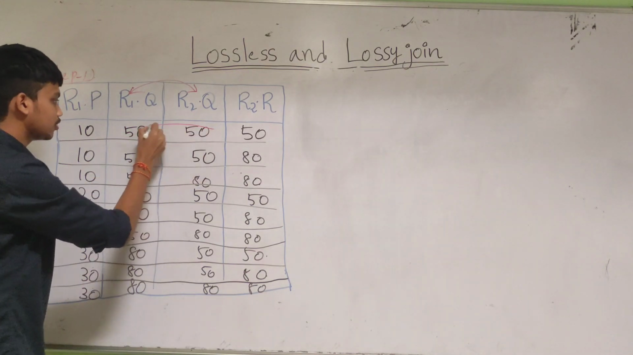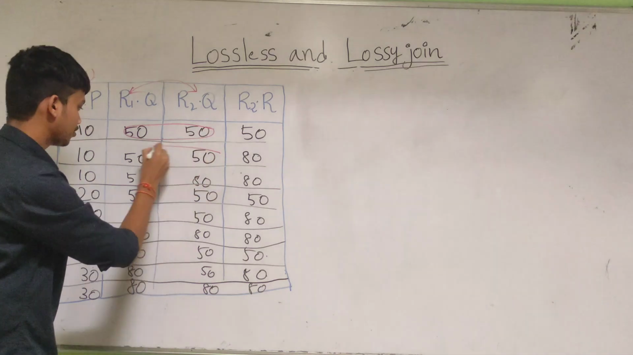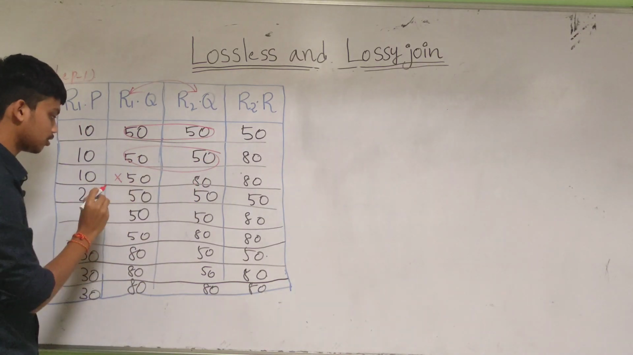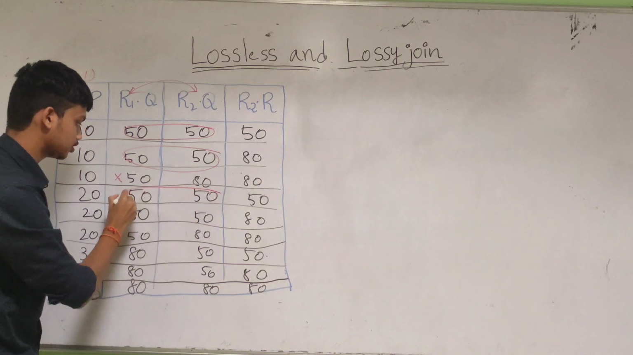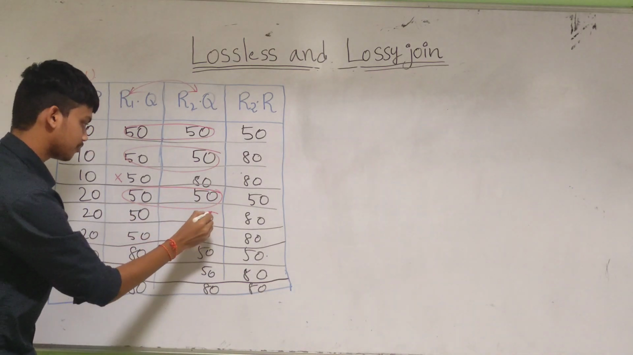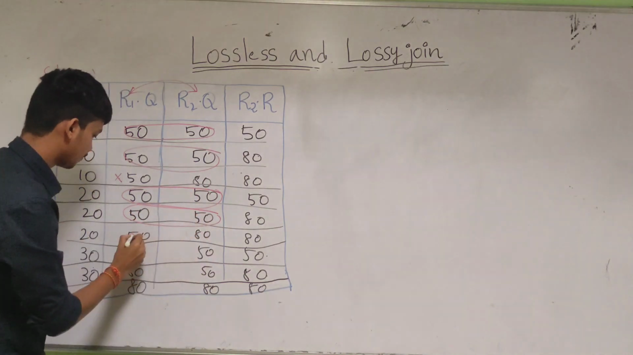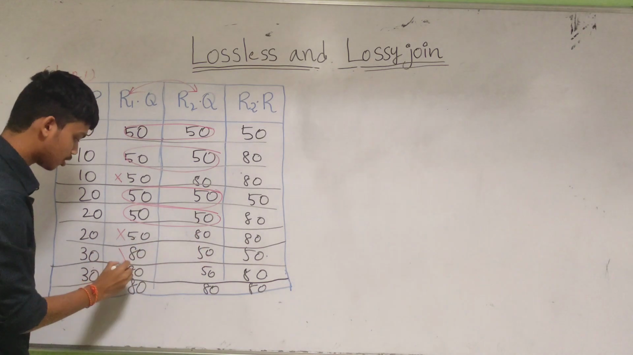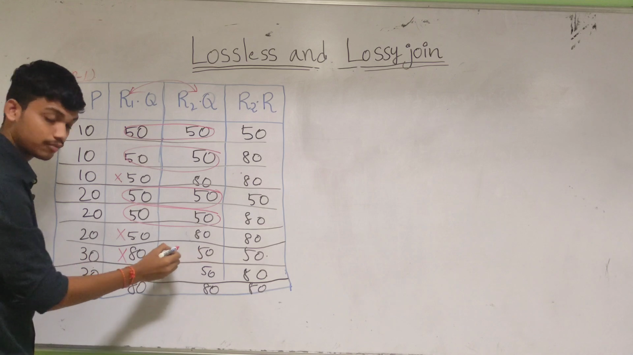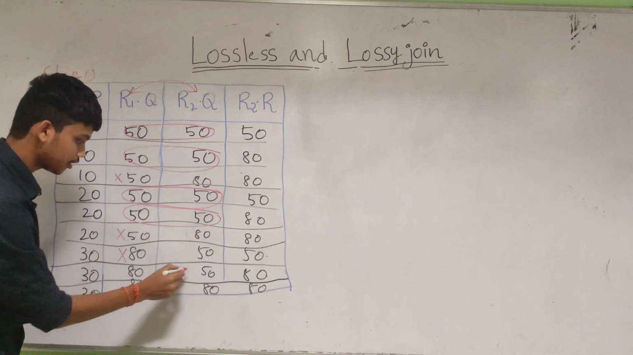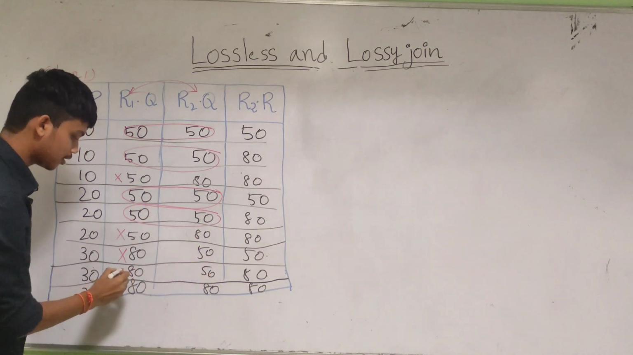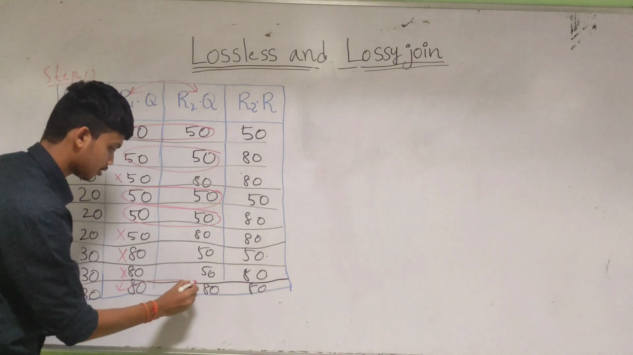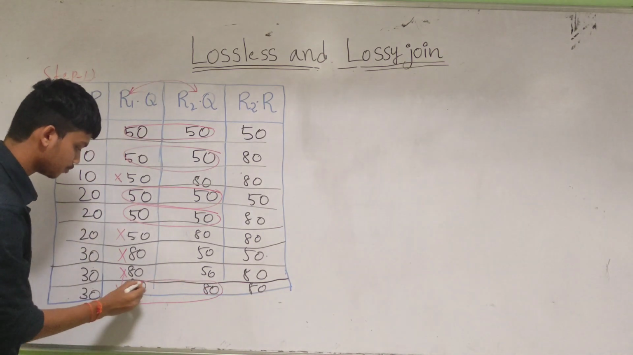So 50-50, these are equal. And now 50-50, these are also equal. 50-80, this is not equal. So this should not be included. That's all. 50-50, this is equal. This should be included. And 50-50, this also should be included. 50-80, this should not be included. 80-50, this should not be included because these two are different. We should check the equality condition. 80-50, this should not be included. 80-80, this should be included. And I am considering this row too.